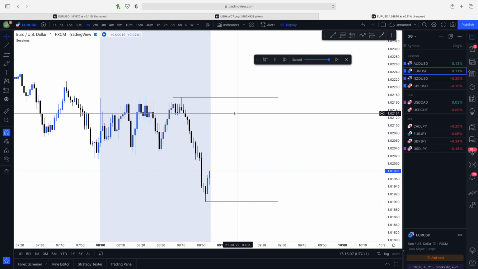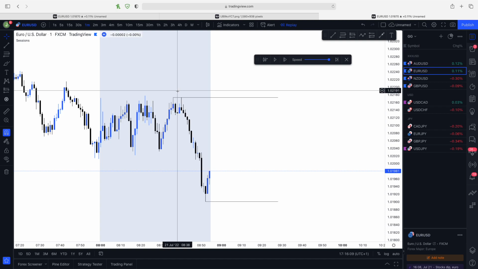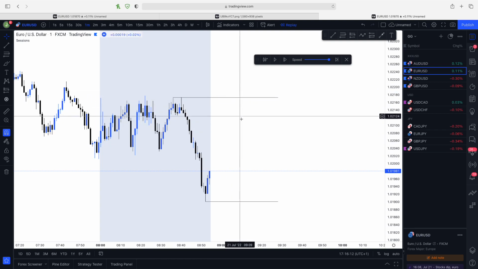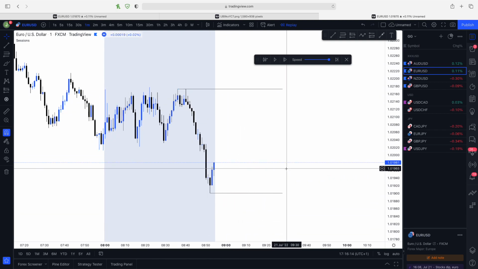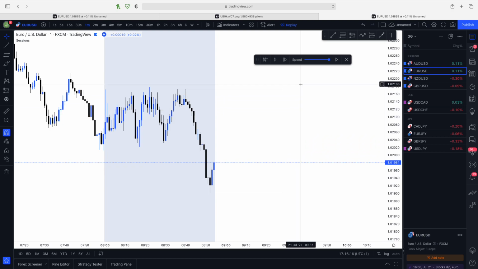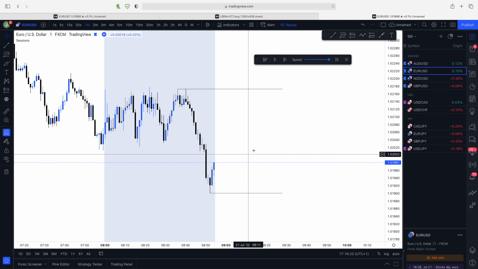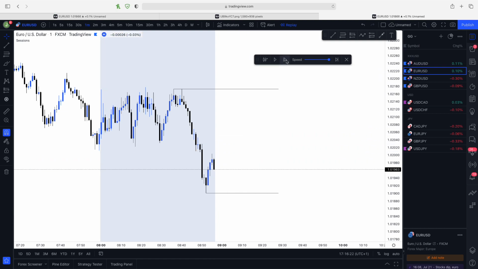Okay, so now we have our major structure that's formed inside the session. Okay, so a break either to the high or to the low is now going to create that impulsive OB. Okay, and exactly the same thing for minor structure if it happened inside. So let's continue to play.